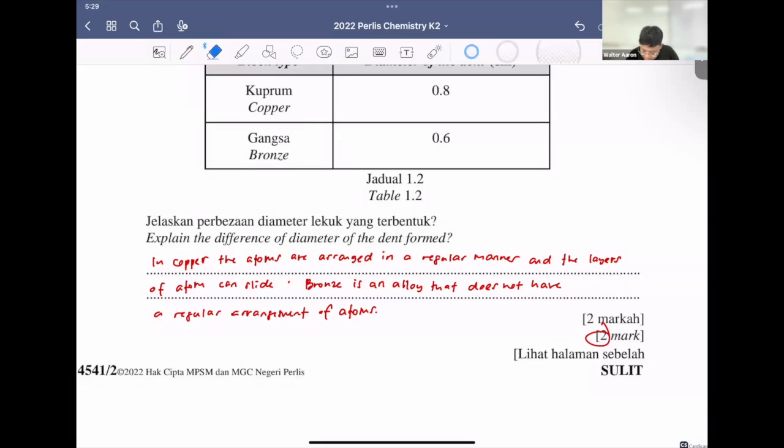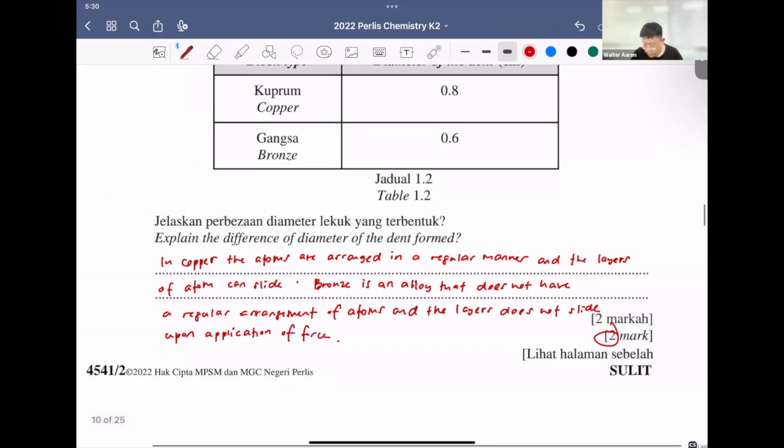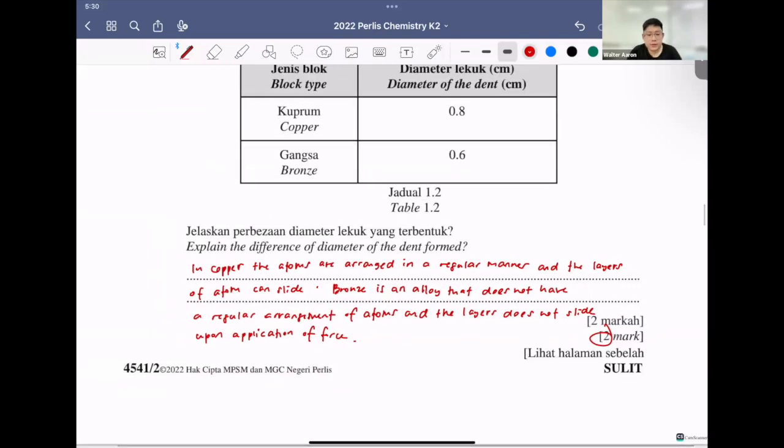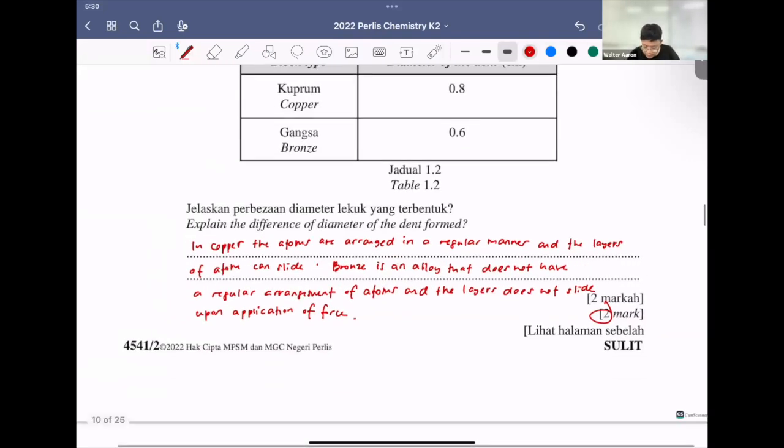So of course, you want to extend a little bit. You can see here the layers cannot slide. So, upon application of force. We'll give you 1 mark each for the explanation. All right, so let's move on to the next part, number 6.